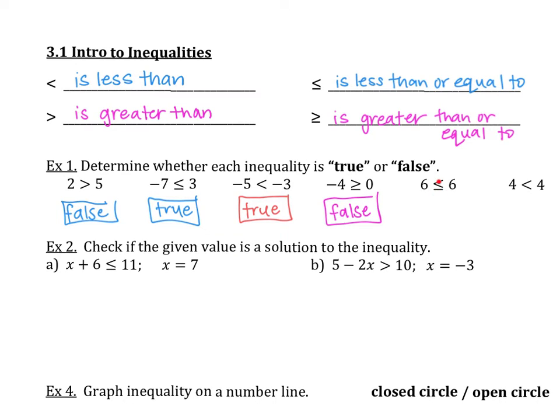Okay, let's look at this. This symbol is less than or equal to. So is 6 less than or equal to 6? Well, 6 is equal to 6. So that works. This is true. Is it less than or equal to 6? It's not less than, but it is equal, so that still counts.